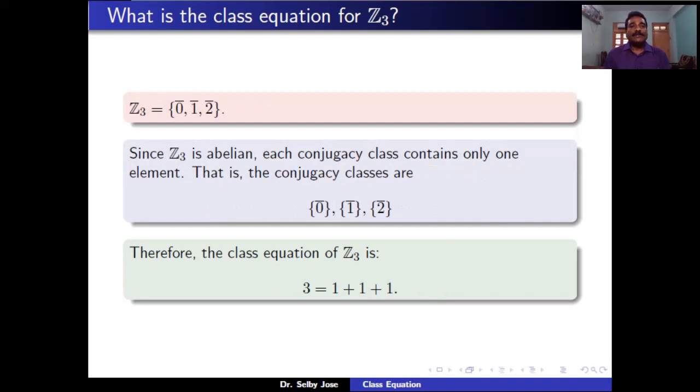Now, what is the class equation of Z_3? You know that Z_3 is equal to {0, 1, 2} and Z_3 is abelian. Therefore, the conjugacy class of each element contains only that element itself. Therefore, the conjugacy classes are 0 bar, 1 bar and 2 bar. Therefore, the class equation of Z_3 is 3 equals 1 plus 1 plus 1.